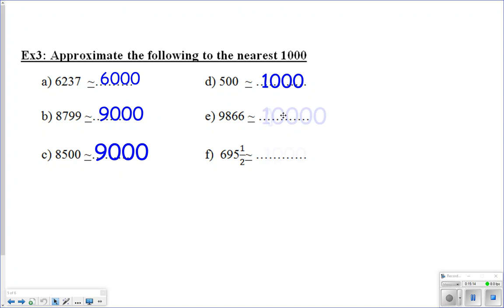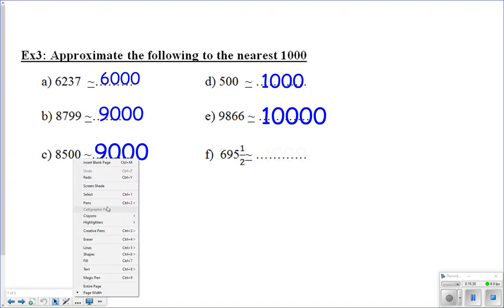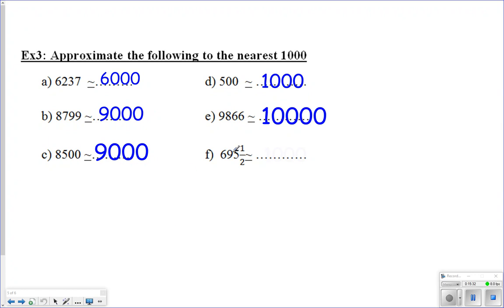The last question here, we have 695 and half approximated to the nearest thousand. But we don't have thousand here, so we will put 0 here on the thousand place to save the place of thousand. Okay, we have 0 here.